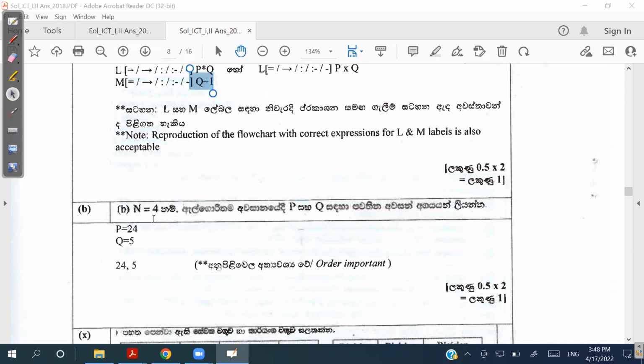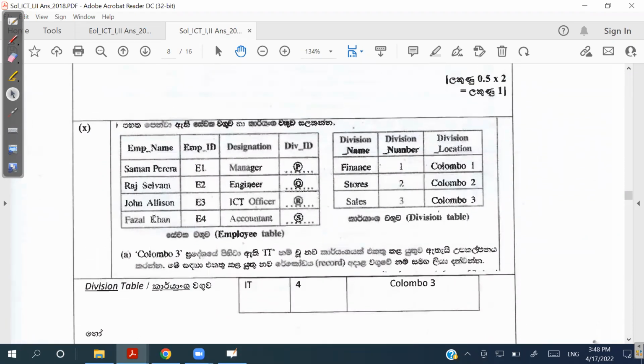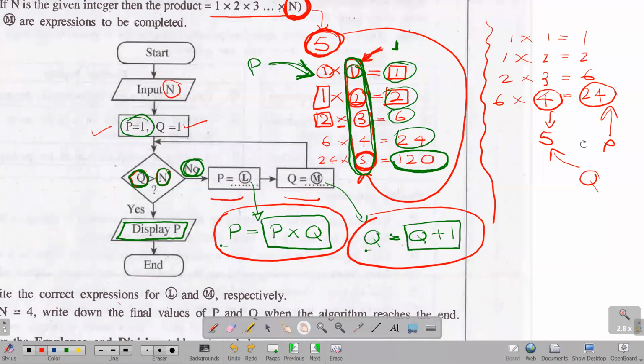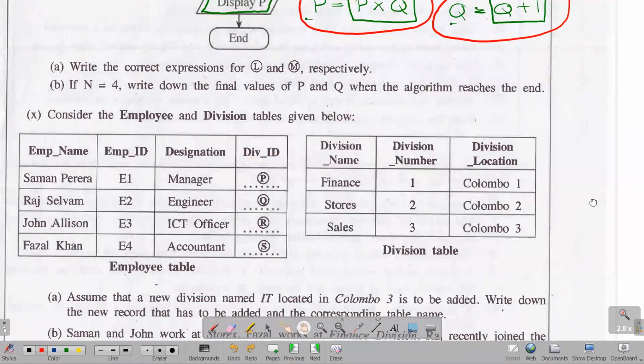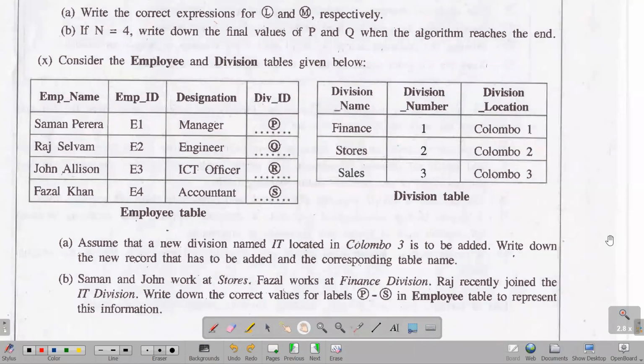Okay, so the final part. In the question, they are talking about something related to the database. It says, consider the employee and division table given below. In the first question, they are asking, assume that a new division named IT located in Colombo 3 is to be added. Write down the new record that has to be added and the corresponding table name.